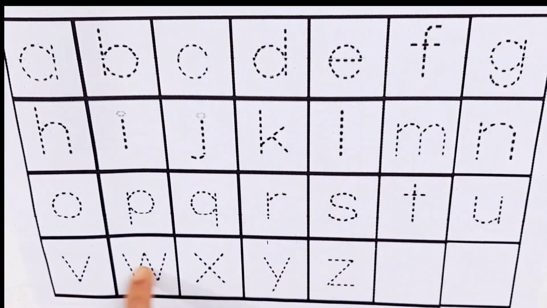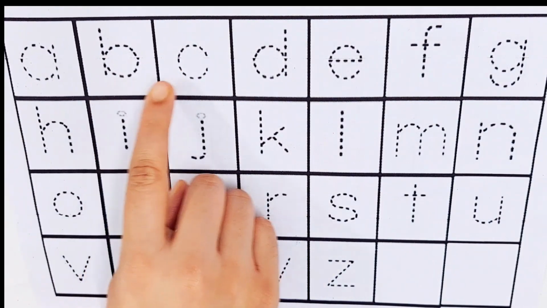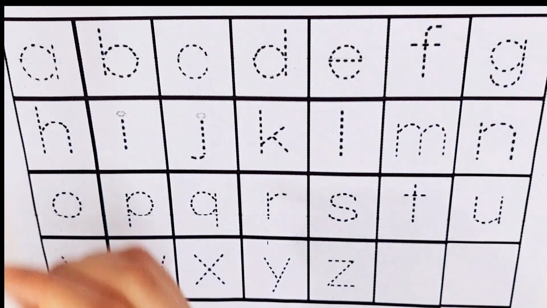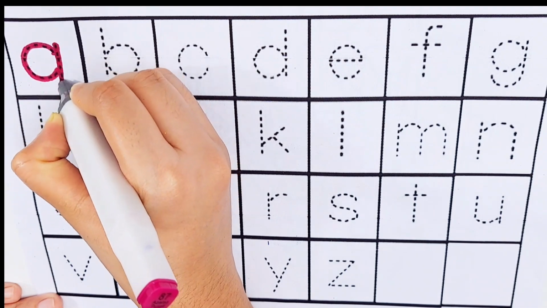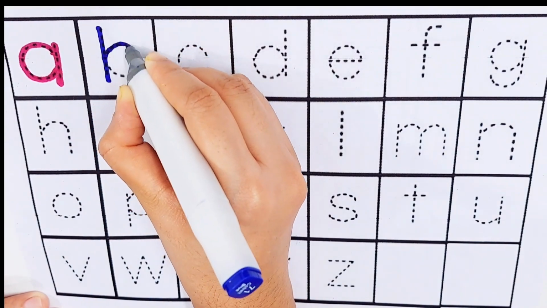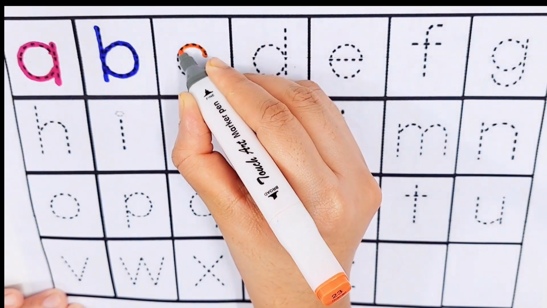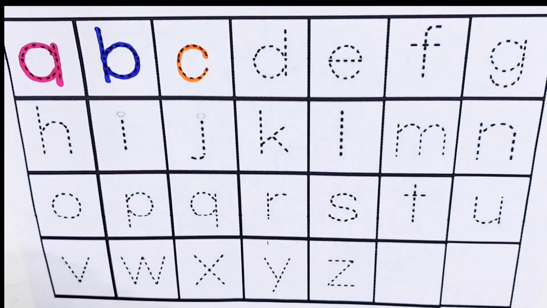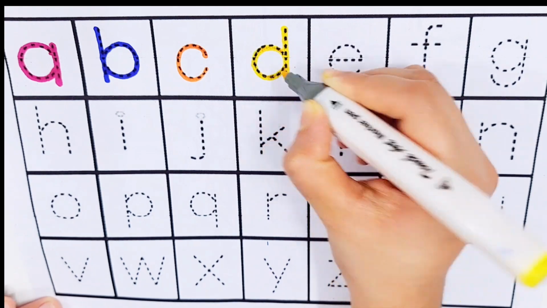Today we are trying to learn some alphabets. Small letters. A, B, C, D. A for apple. B for bus. C for cucumber. D for dolphin.